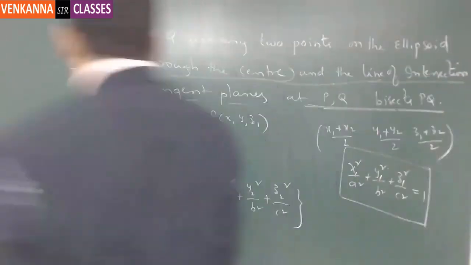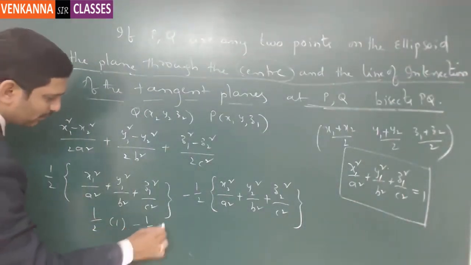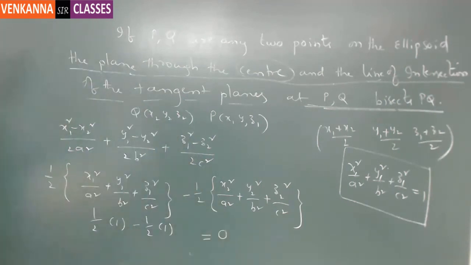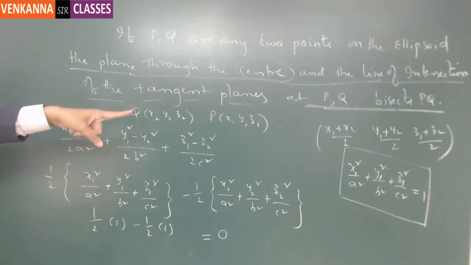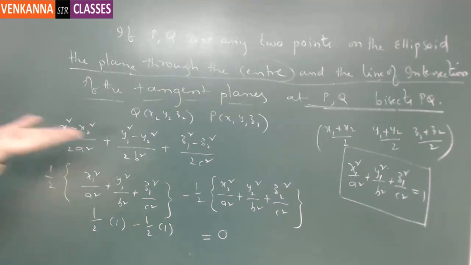So this is nothing but 1 by 2 into 1 minus 1 by 2 into 1, which gives the value as 0. Therefore, the midpoint which you have taken satisfies the plane equation. Hence, the plane bisects the line segment PQ. That was the complete solution. Clear?